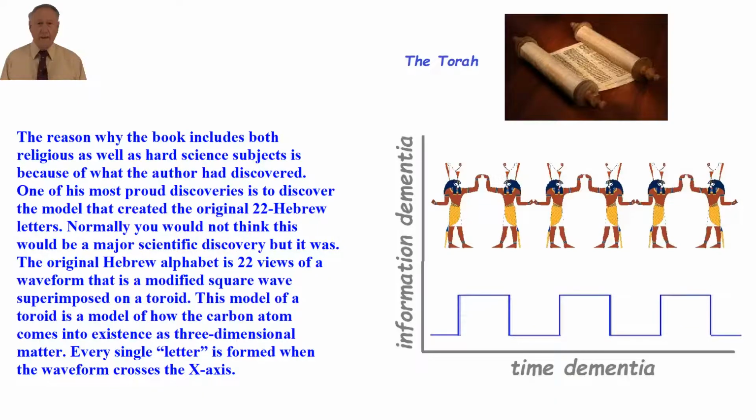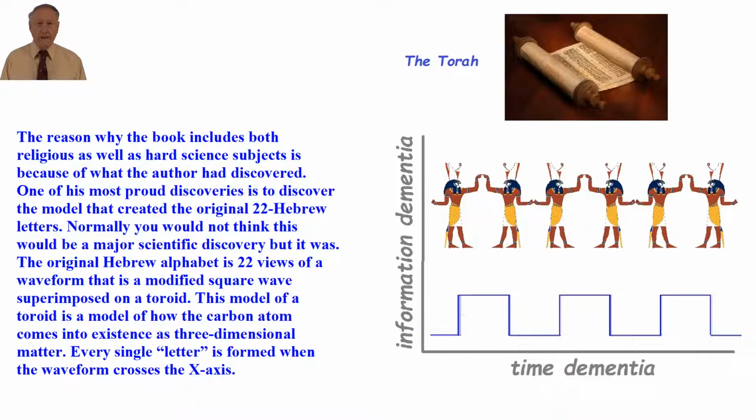Okay, here he reinforces that, saying the reason why the book includes both religious as well as hard science subjects is because of what the author had discovered. The author is Mr. Vogt there, chap, okay? One of his most proud discoveries is to discover the model that created the original 22 Hebrew letters. Whoa. Normally you would not think this would be a major scientific discovery, but it was.